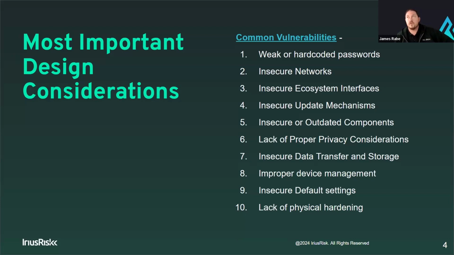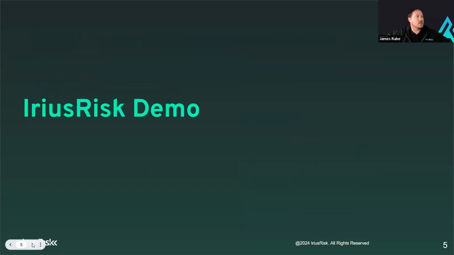And then lack of physical hardening. Obviously this is both because we want to protect intellectual property, so we want to make sure that device can't be opened up and reviewed. We also want to make sure that device is secure and can't be tampered with either in transit or by someone else, right? So with those considerations in mind around common vulnerabilities, let's jump over into serious risk now.